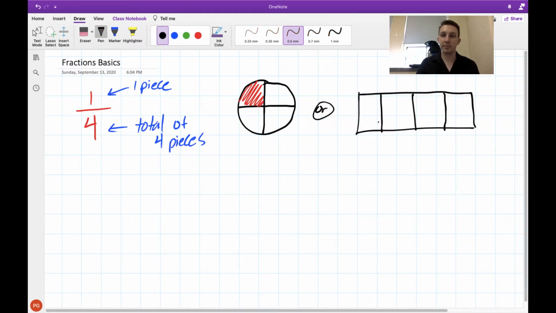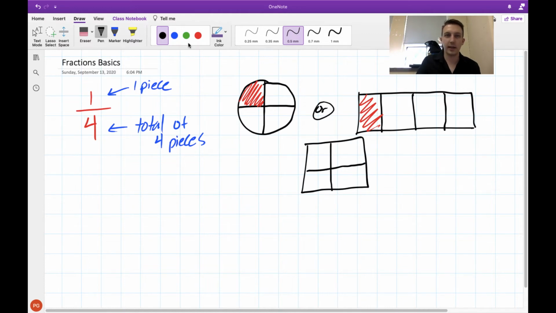We could also draw it as a bar with 4 equal pieces and shade one of the pieces. We could also draw it as a square and divide it up into 4 even pieces and shade one of these pieces as well. All of these are different ways of drawing 1/4.